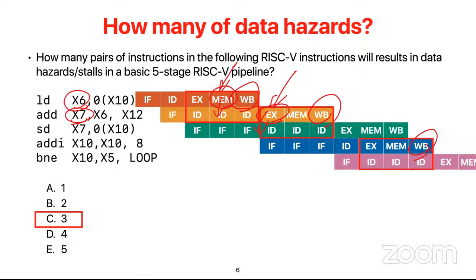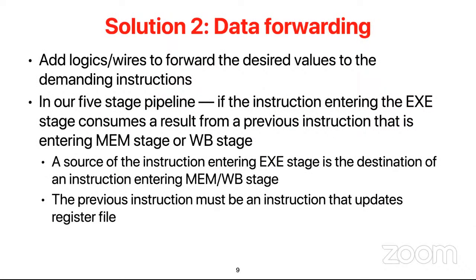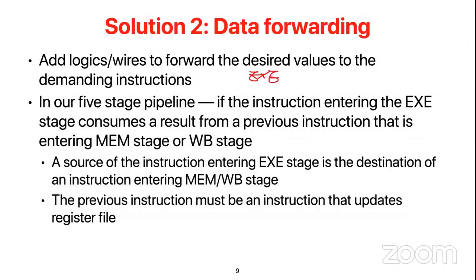So in this way, the basic idea of data forwarding is that we just add a few logics and wires to forward the desired values to the demanding instructions. And in our 5-stage pipeline, there are two places that would generate results. One is the execution stage, and the other is the memory stage, if the previous instruction is a load or store instruction.